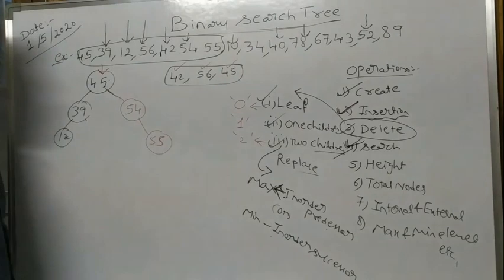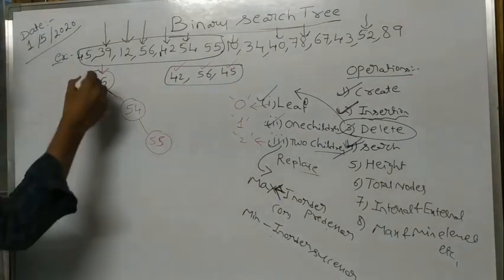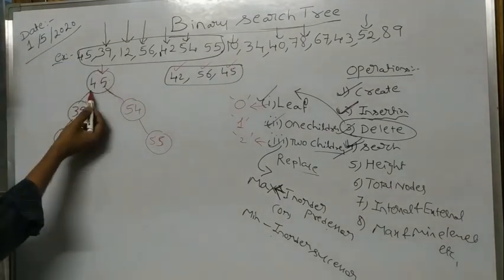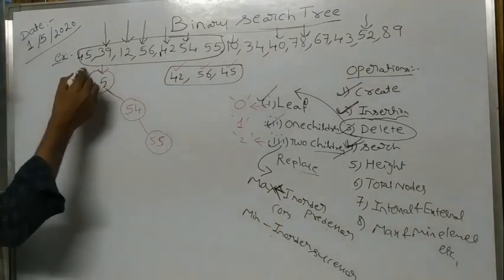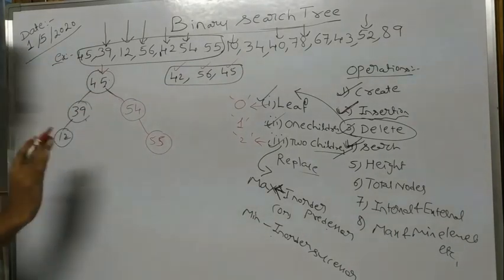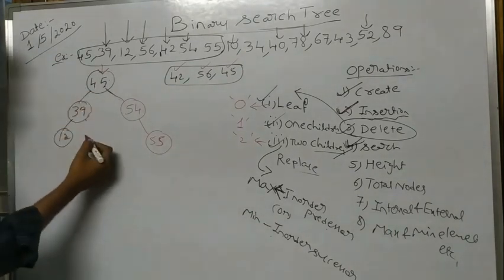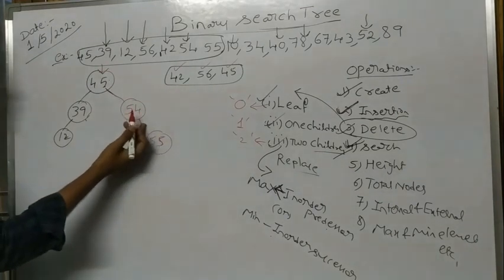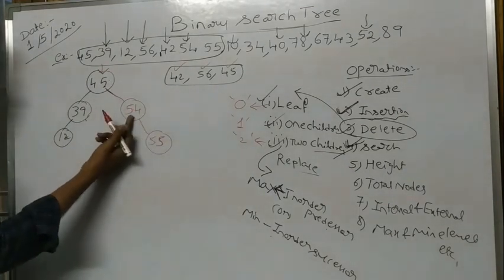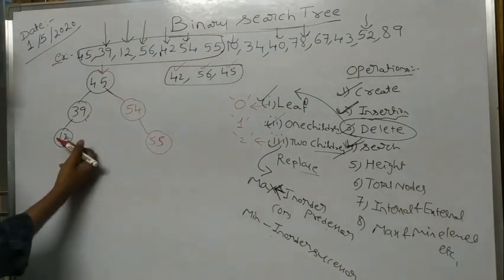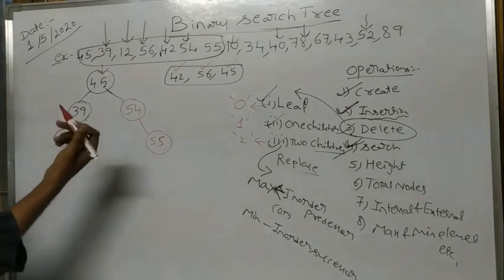Now I want to delete the node 45. If I want to delete the node 45, you need to check for 0 children, 1 child and 2 children. It is having 2 children. When it is having 2 children, you need to take the left side maximum value or the right side minimum value. What is the right side minimum value? 54. Or the left side maximum value? 39. You can take either.